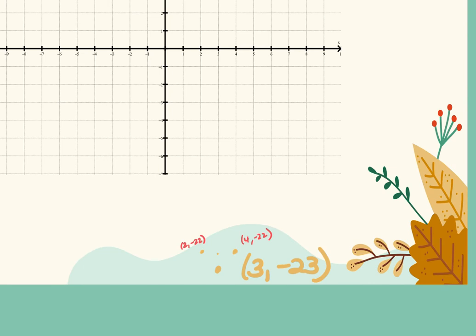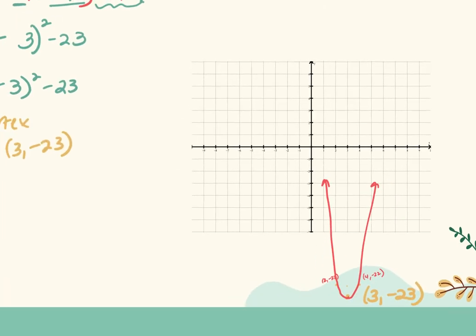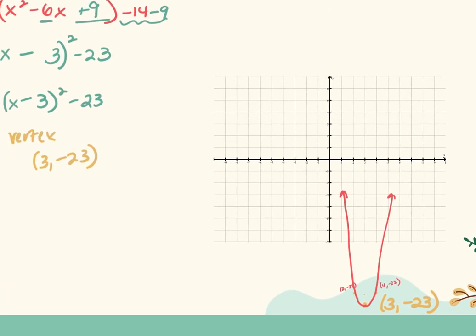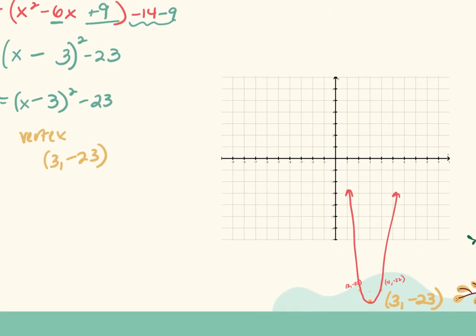So if those were already on the graph, I would just plot them. But obviously we had to extend that graph out because my y was so big or so small.